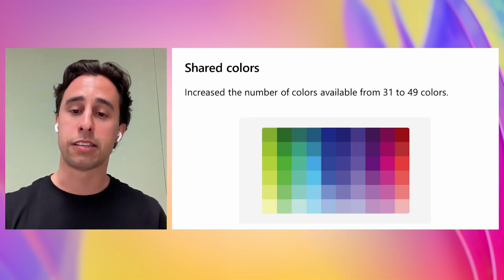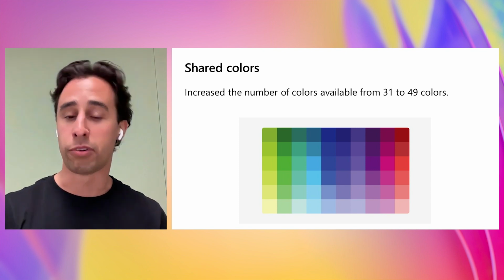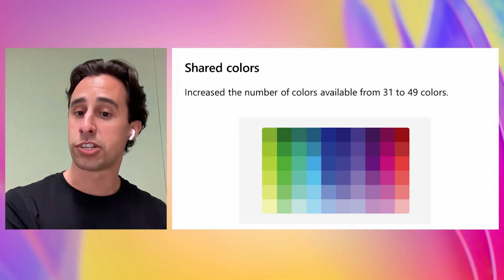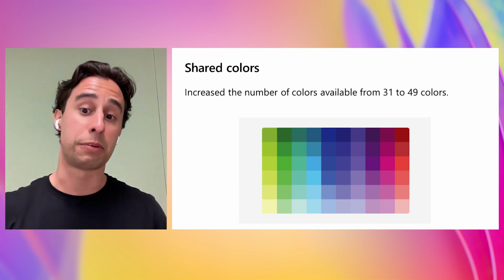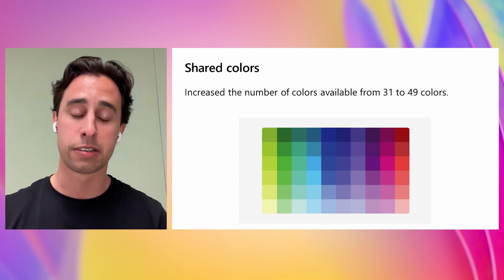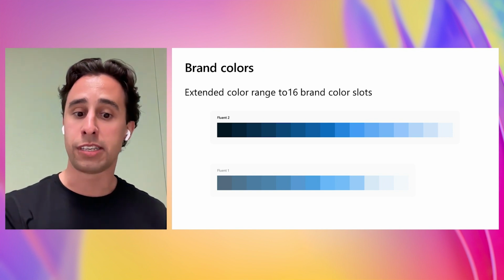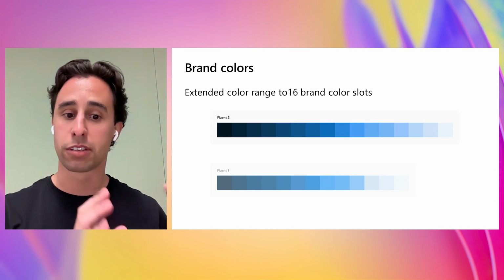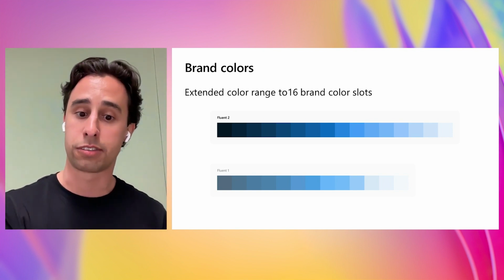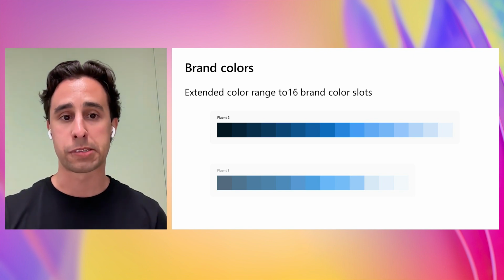Second, we increased the number of shared colors that we have. Previously, we had 31. We converged some of the colors and also added, and now we have 49 different shared colors. Lastly, for brand colors, we increased the dynamic range, extending from 13 slots to 16 slots. This improves the logic of how we develop interactive states and create accessible components.